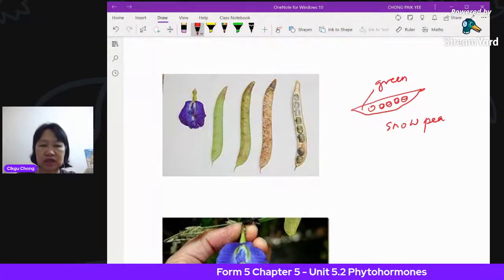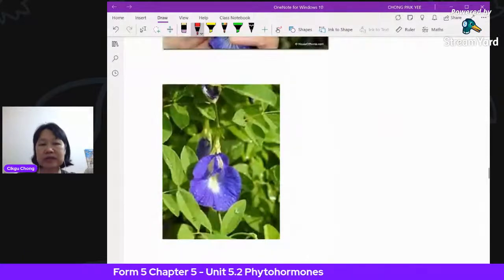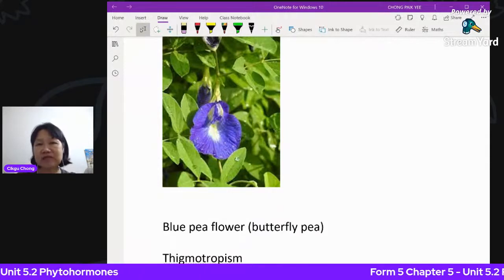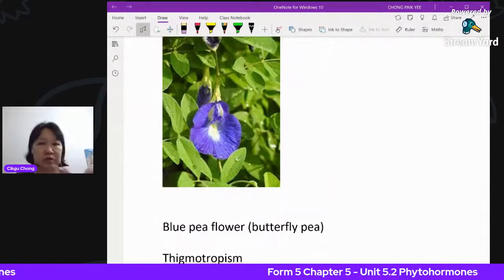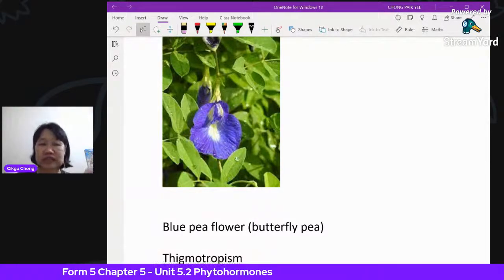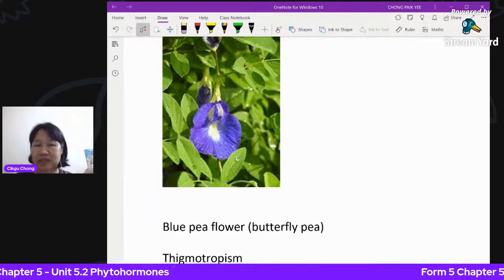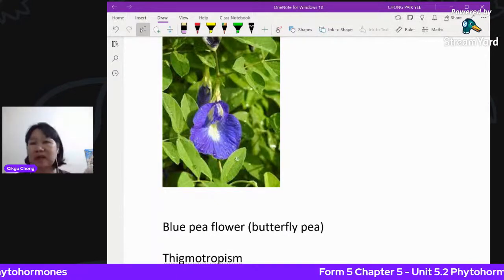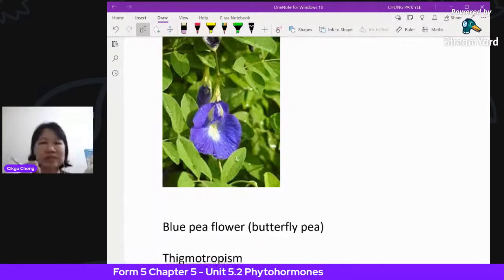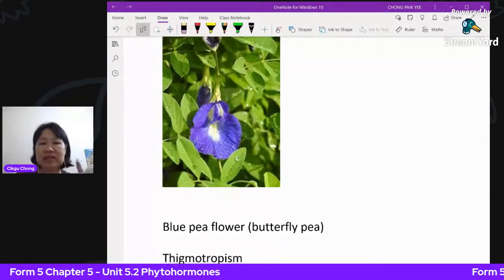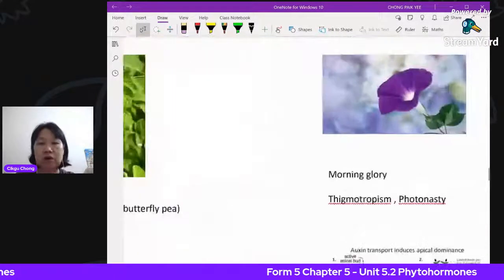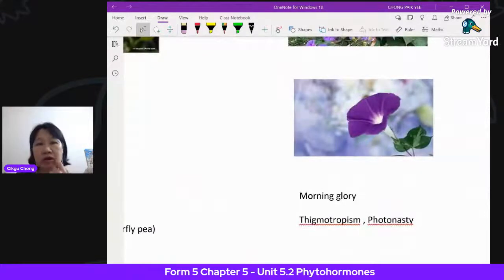So this is bunga telang, or what we call blue pea flower. In Thai cuisine, they use a lot of this. They color the rice. Some people use it to drink also. It is actually natural. When you put lemon into it, the water that is supposed to be blue will turn purple because of the interaction with the lemon. So it's something like a natural pH indicator. So it shows thigmotropism. Now the other one, qian niu hua, this is morning glory. Why do we call it morning glory? Because it opens in the morning.